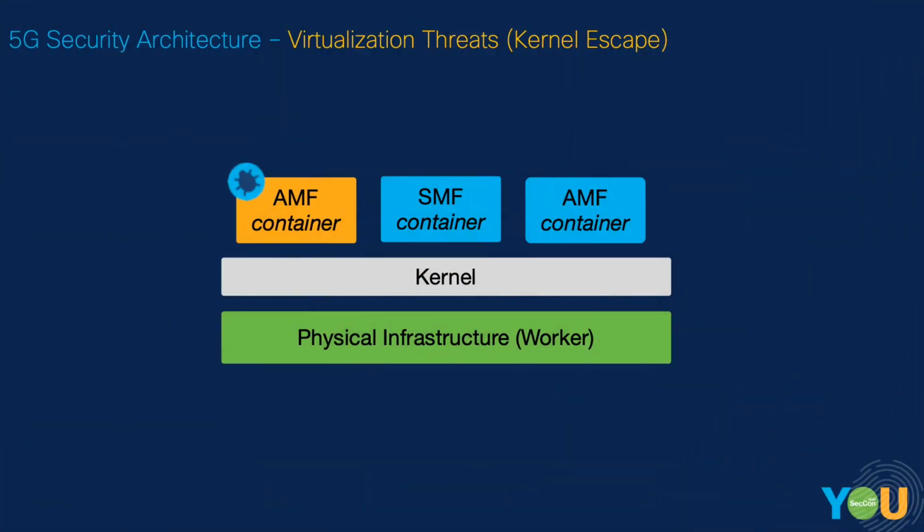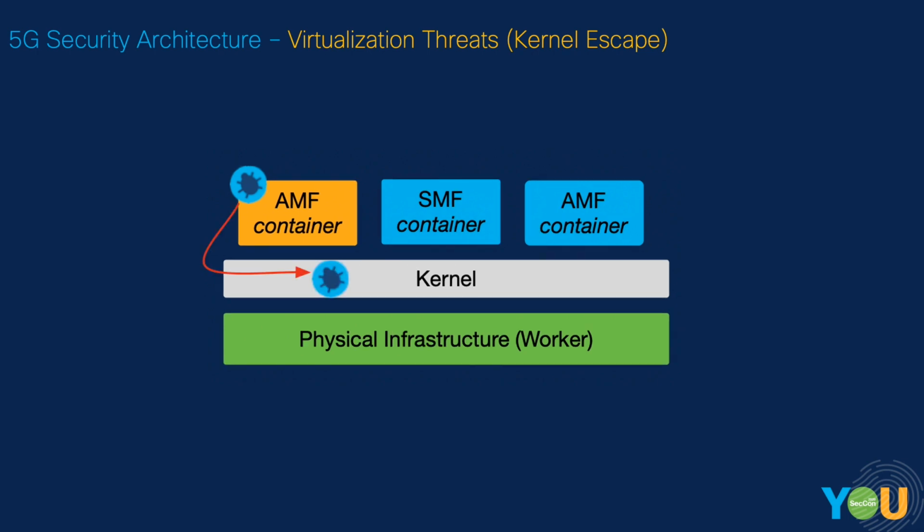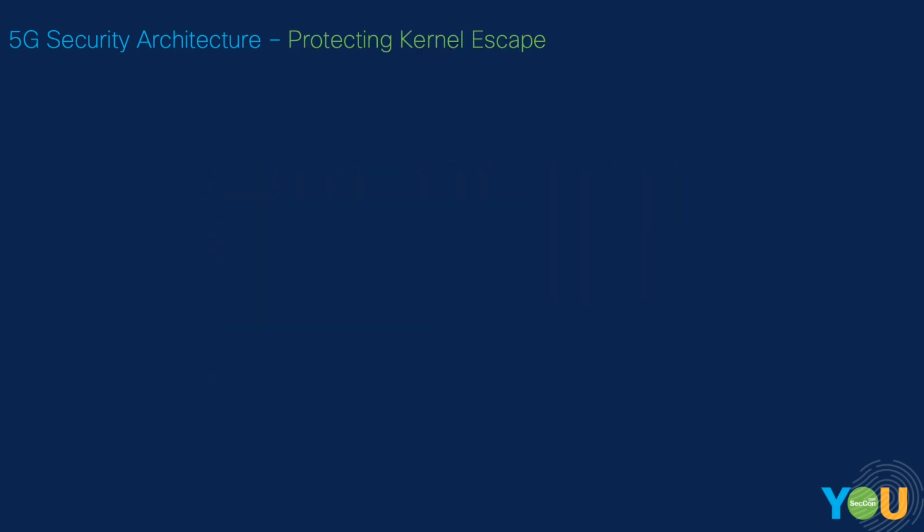A very simple explanation of this one. Let's say you have a container from a slice which gets infected. Kernel escape is where they first try to get into the kernel. And why would they do that? Because the kernel is shared. That means they can very quickly enter another slice. And that's the risk here, right? You have slicing, you have isolation, you have different containers, but if your kernel is not isolated, you're still leaving a hole for them to enter or escape from one slice to another.